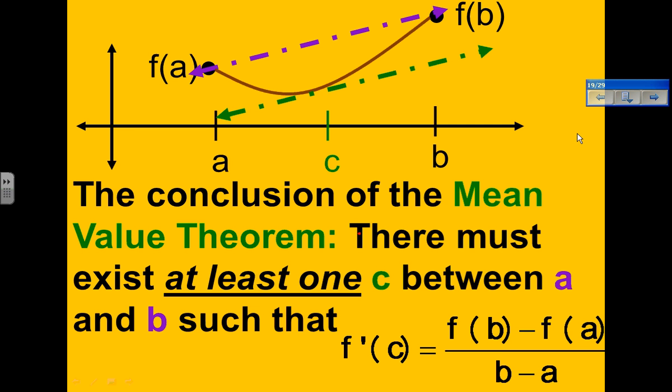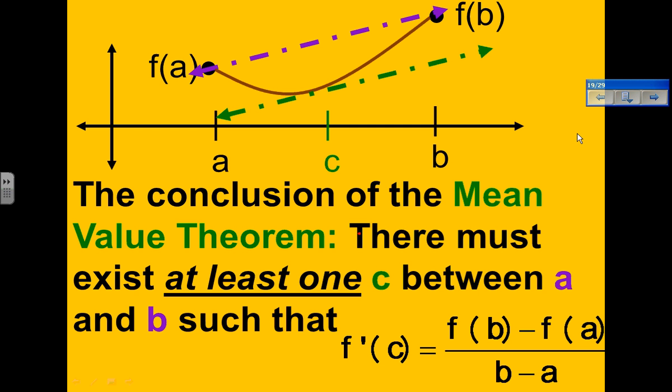Okay, so the mean value theorem says if a function is continuous, then there must be at least one c between A and B such that the instantaneous rate of change is equal to the average rate of change. Okay? The instantaneous must equal the average rate of change. That's true. The instantaneous rate of change is the derivative value at c. The average rate of change is the slope of the line connecting the two endpoints. Okay? That's the slope of the line containing the two endpoints.